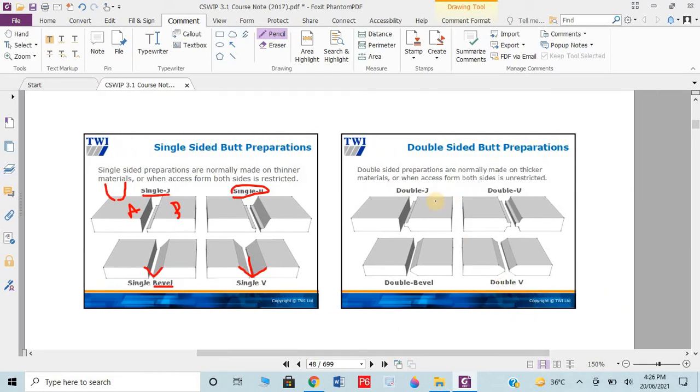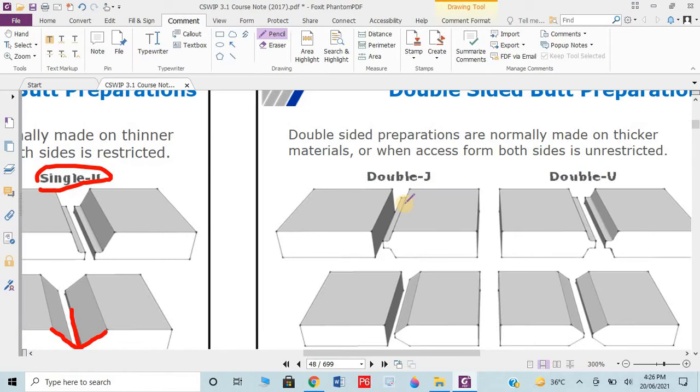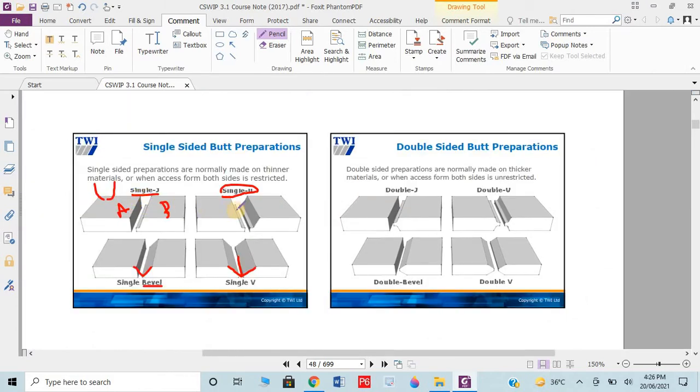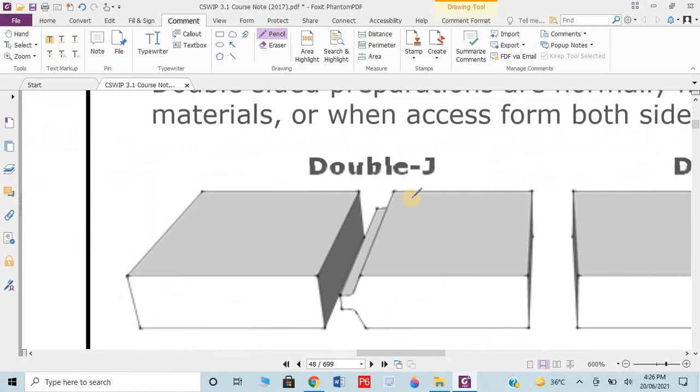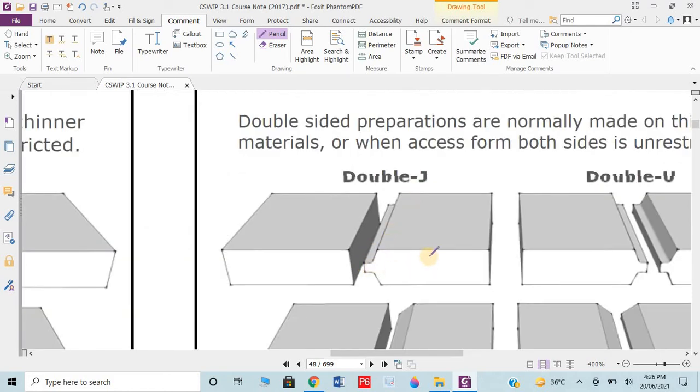The next we have double-sided butt welds. Single J, double J, this was the joint configuration. Now the side configuration means the same J joint but from both ends of the plate. Like if we have a plate thickness of about 25 millimeter, or 50 millimeter, then we can't prepare single-sided joints, then we need double-sided joints. That's why, according to the configuration or the welding requirement, we need to prepare a welding joint.